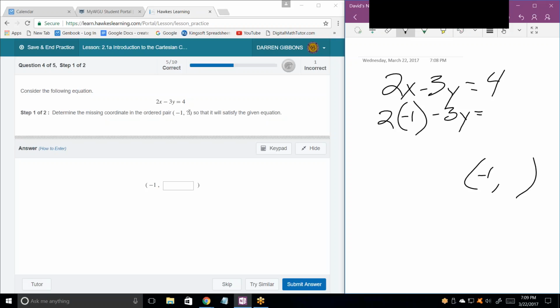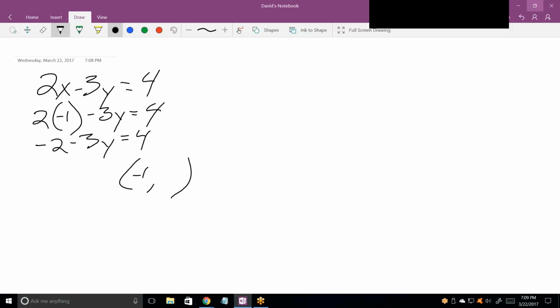Anything that I do that you don't understand, please stop me. I'll multiply those two together. So I have minus 2 minus 3y equals 4. What's the next line? In other words, what we're really trying to do is solve this equation for y. But don't we have to isolate y? Yeah, we want the final line to be y equals something.